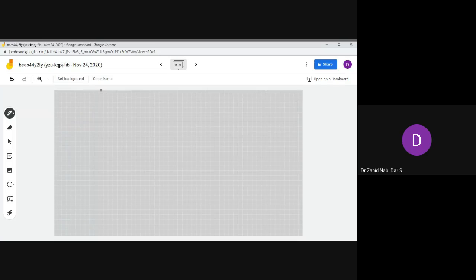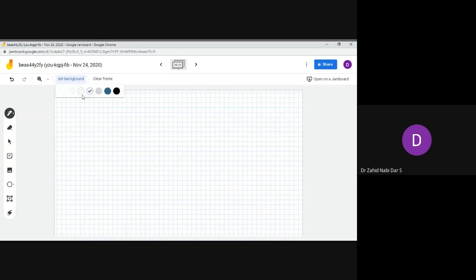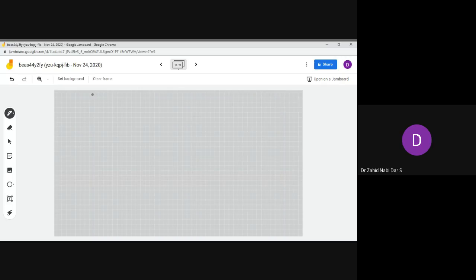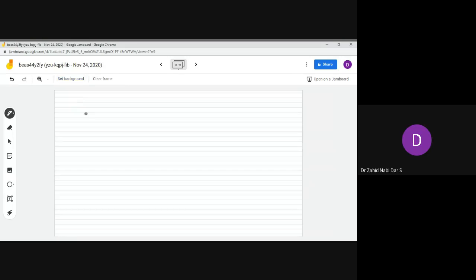Now see, this background is good? This one or this one is good? Which one do you like? You tell me. Which background is okay? Ratika, Noor, which background is okay? Sir, the previous one was good, sir. Okay, so we'll follow this one.